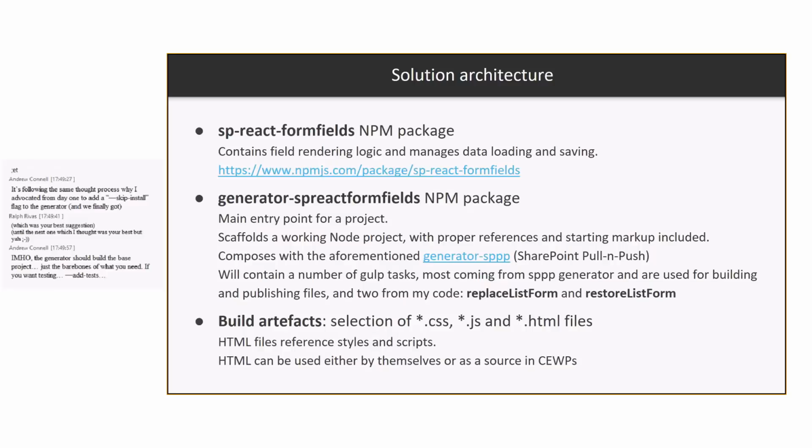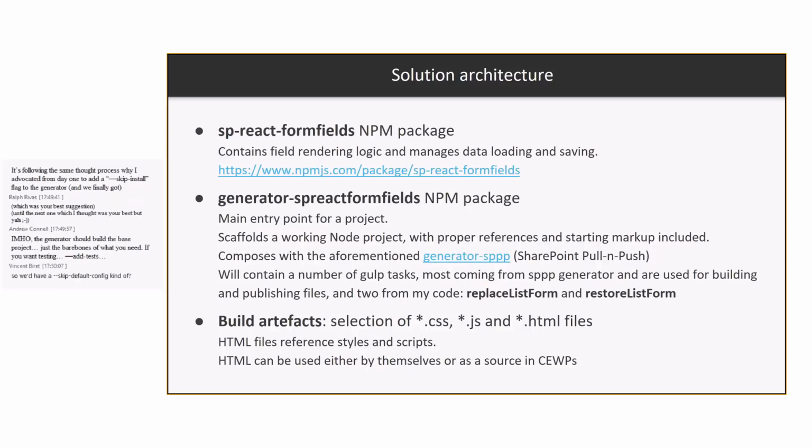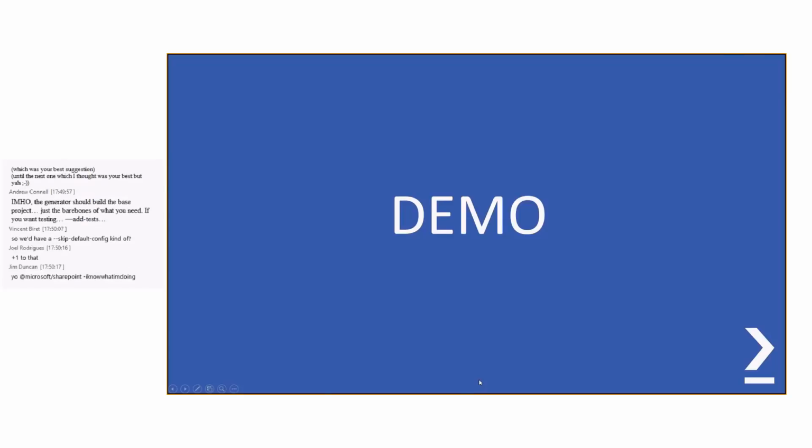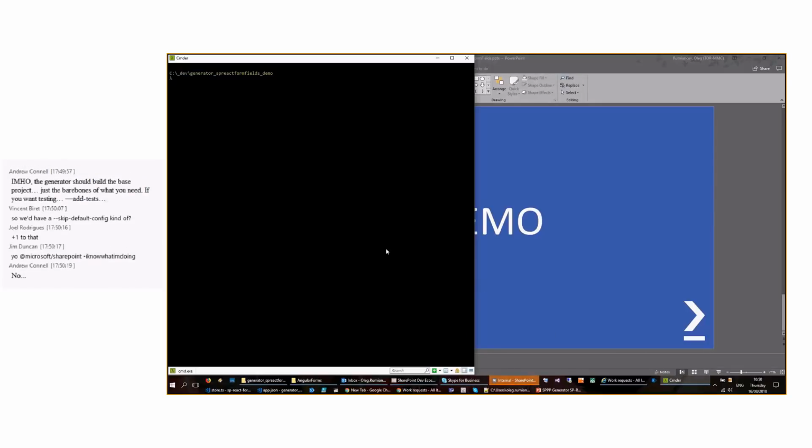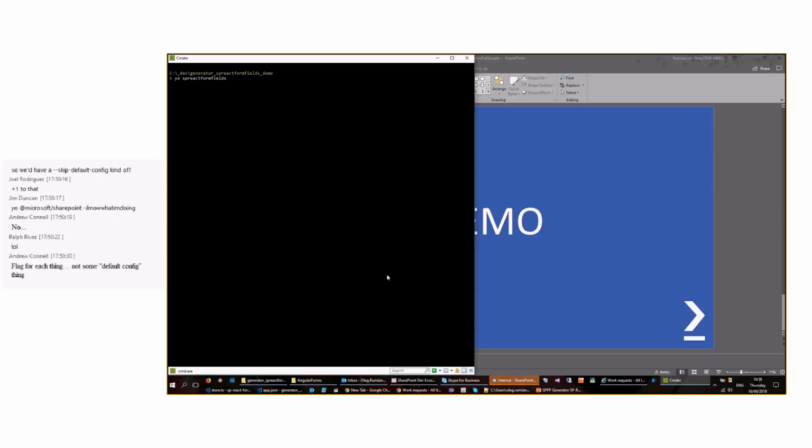All you will need to do is to instantiate a kind of generic form field component in the JSX part of a class, and you'll be golden. Anyways, let's go to the demo. First of all, I'll show you how the generator works and how we can invoke it. So we need to install the generator by doing npm install generator-SPReact form fields. When that's done, we can run it.